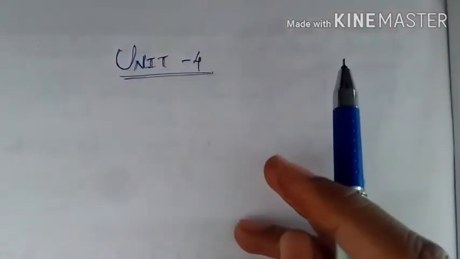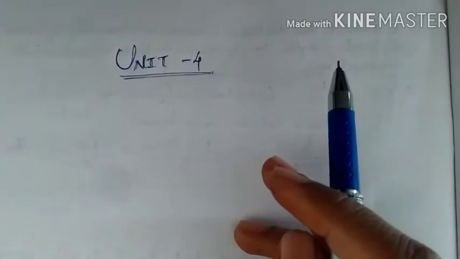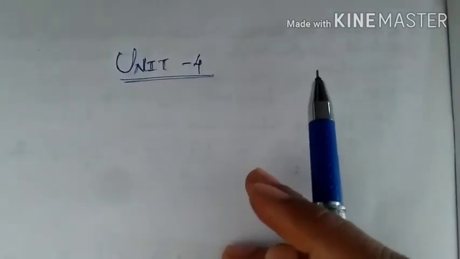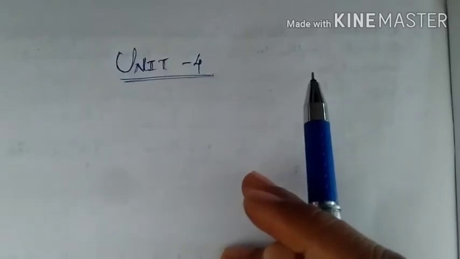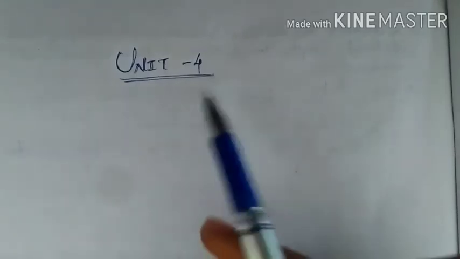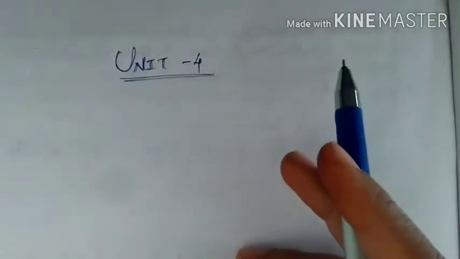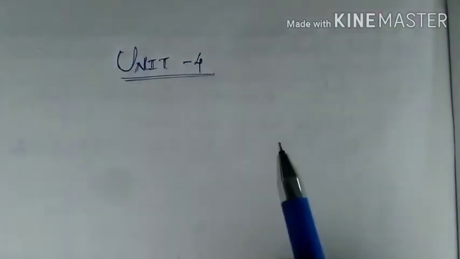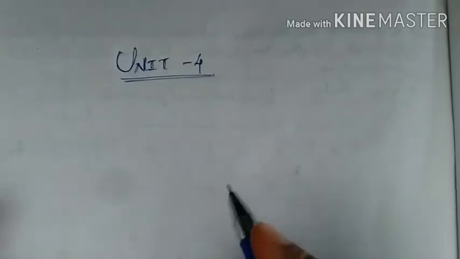So in our last class we wound up unit 3, that is aberration. We learned the different types of aberrations that are possible, and we also learned the problems regarding that chapter. So in this class we are going to start the new unit, that is unit 4, dynamics of a charged particle.